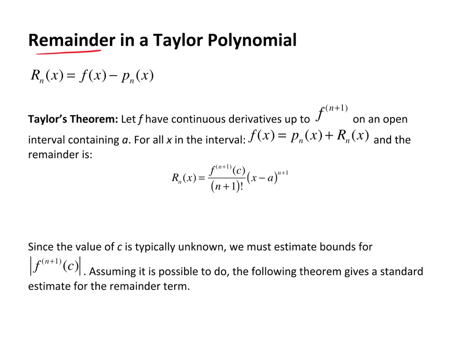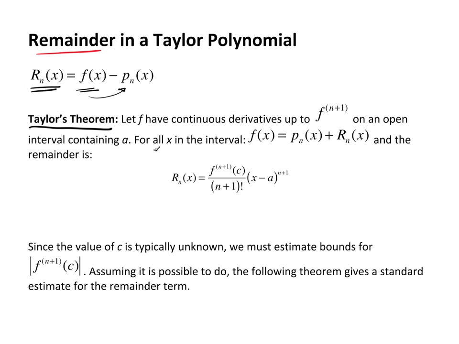Now we know that f of x is the true function minus the polynomial. That's going to give me what's left, or the remainder. So we use this notation R sub n of x to represent the remainder function, the remainder for f of x, having approximated it by P sub n of x, the Taylor polynomial. And that brings us to what's known as Taylor's theorem.